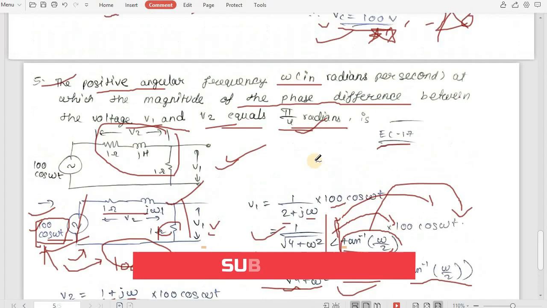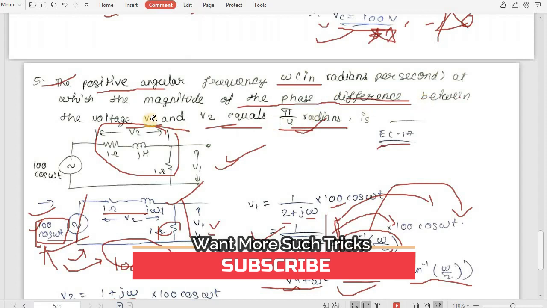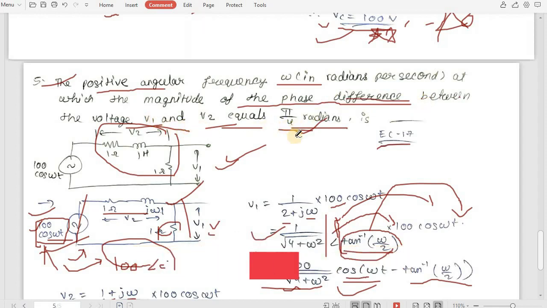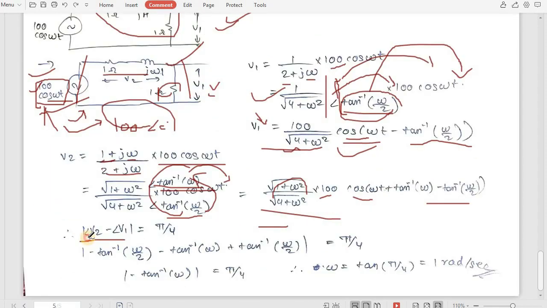Now in the question it is mentioned that the phase difference between voltage V1 and V2 is equal to pi by 4. So if we take the angle of V2 first, then the angle of V1, it will be tan inverse of omega minus tan inverse of omega by 2, minus of minus tan inverse of omega by 2, which will be plus tan inverse of omega by 2, right? So this minus tan inverse of omega by 2 and this plus tan inverse of omega by 2 will get cancelled, and we will remain with tan inverse of omega.